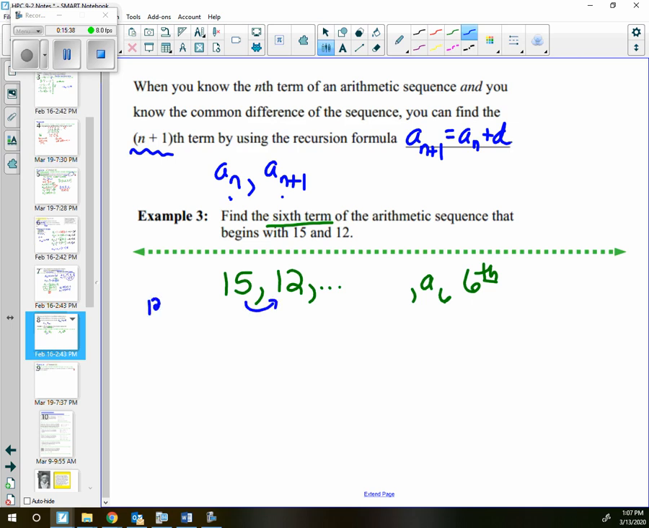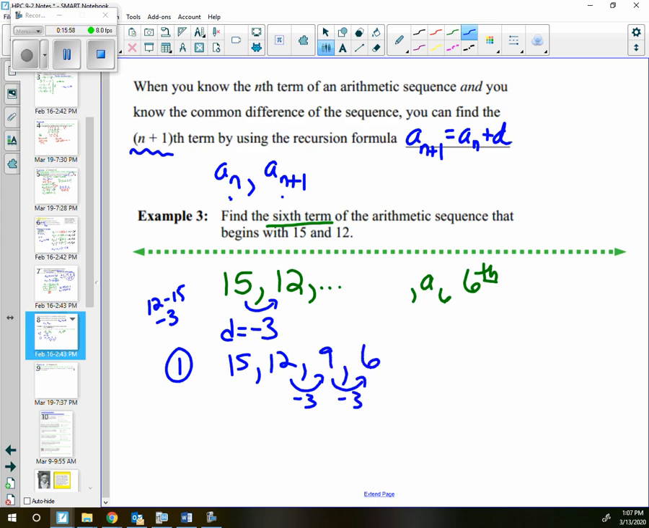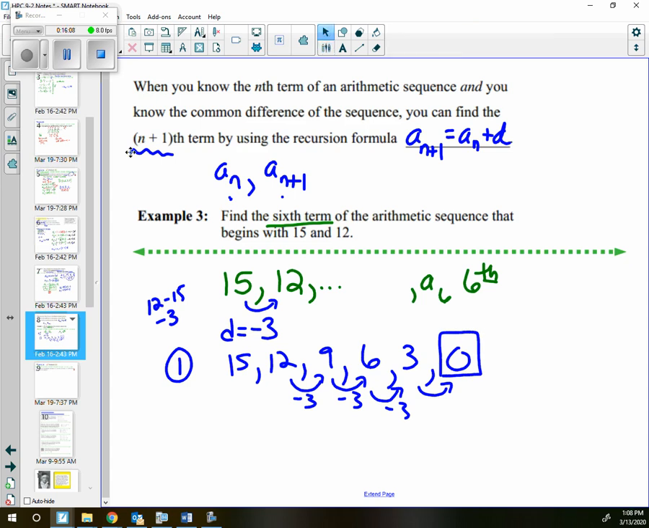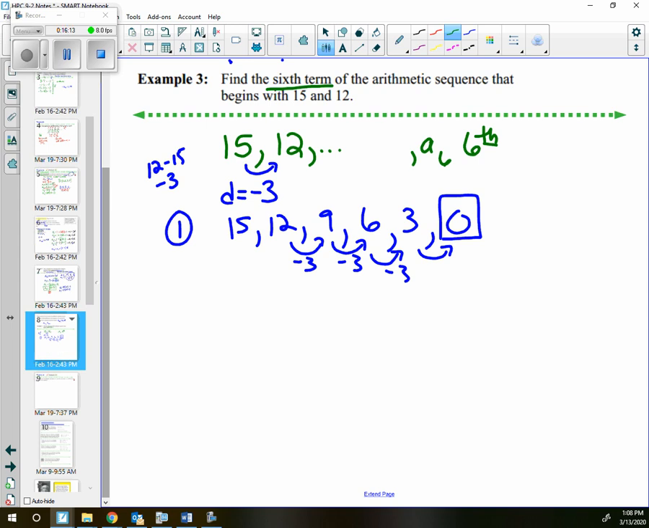So we have 12 minus 15. Looks like we're going down by 3 each time. So our common difference is -3. So if I want to find the next terms, here's some options. First way I can do this, I can just keep going. I can recursively, or just use the common difference, keep going down until I get to the sixth term. So I have term 1, 2, 3, 4, 5, and 6. So I keep subtracting 3 and I can get down to, oh, there's my sixth term. Looks like I'm at 0. Great strategy. That's called recursively, where you take the previous term to get to the next one.